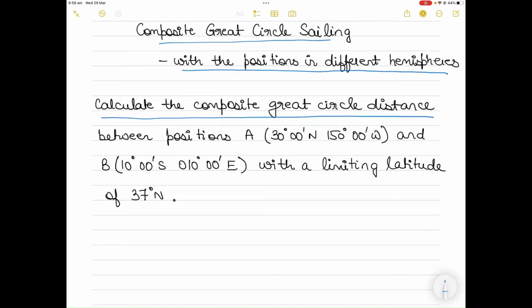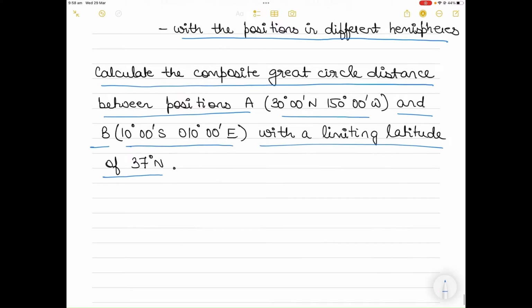So the question is, calculate the composite great circle distance between position A, which is 30 degrees north, 150 degrees west, and position B, which is 10 degrees south and 10 degrees east, with a limiting latitude of 37 degrees north. All right, so let's get started.